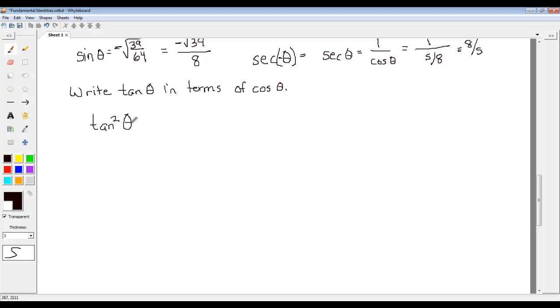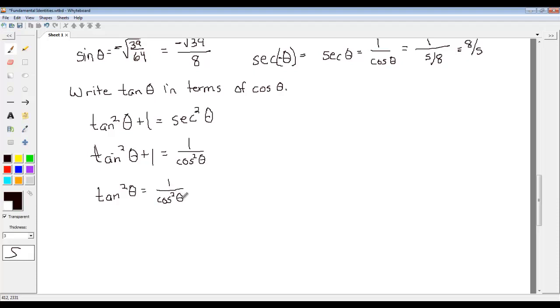Tangent squared theta plus 1 equals secant squared theta. Tangent squared theta plus 1 equals 1 over cosine squared theta. Tangent squared theta equals 1 over cosine squared theta minus 1, which equals 1 minus cosine squared theta over cosine squared theta.